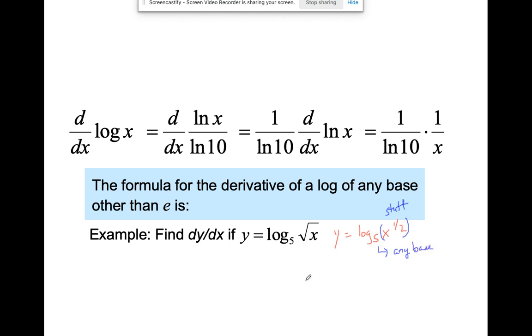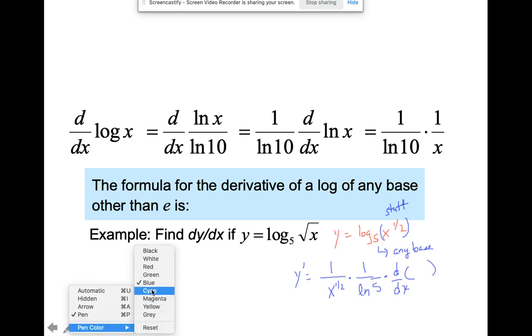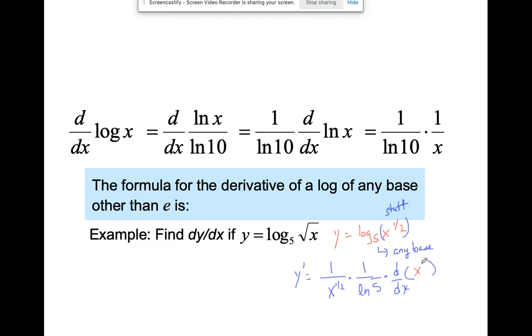It ain't base e. So the derivative is 1 over the stuff, divide by pay the price, right? Or multiply by 1 over. That's my price. Now spit out the derivative of the stuff. But the derivative of the stuff is 1/2 x to the negative 1/2.